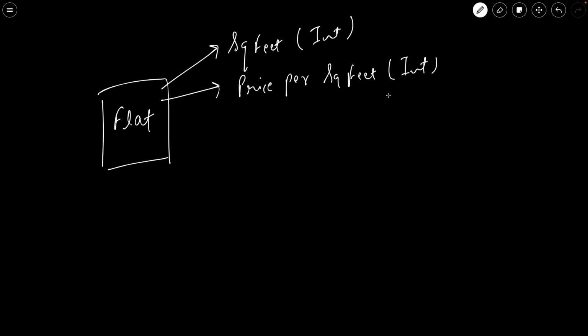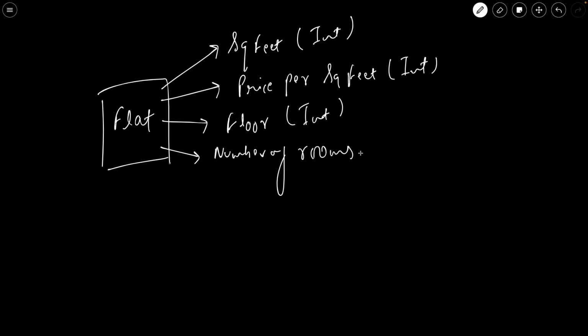And then the floor number, on which floor the flat is, which is obviously going to be an integer value. And then one more property, that is the number of rooms, which is also an integer value. So coincidentally all fields are integer values, but anyway it doesn't matter. So this is an object with these fields.